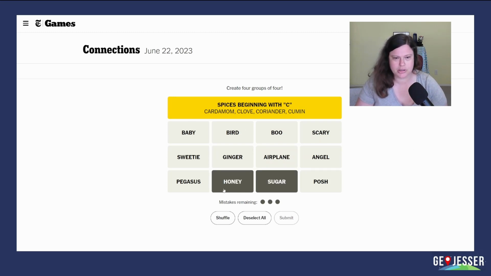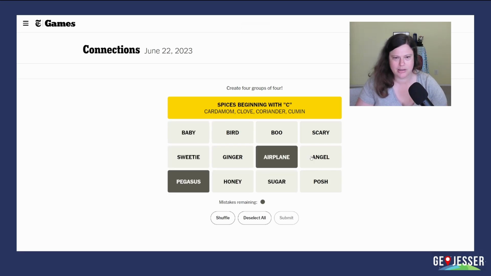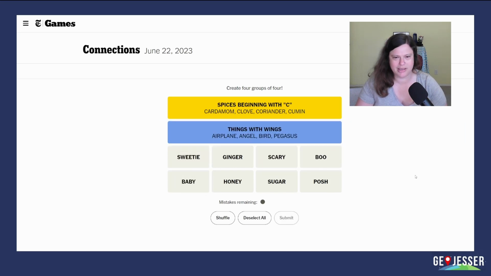Honey, sugar, sweetie, and angel are all like nicknames? Or like terms of endearment? Maybe baby instead of angel. Oh yeah, I'm seeing things with wings here. Oh, that's not it either. Okay, hang on. This is not going as well. Okay, so Pegasus, airplane, angel, and bird all have wings. Is that right? Yeah, okay.